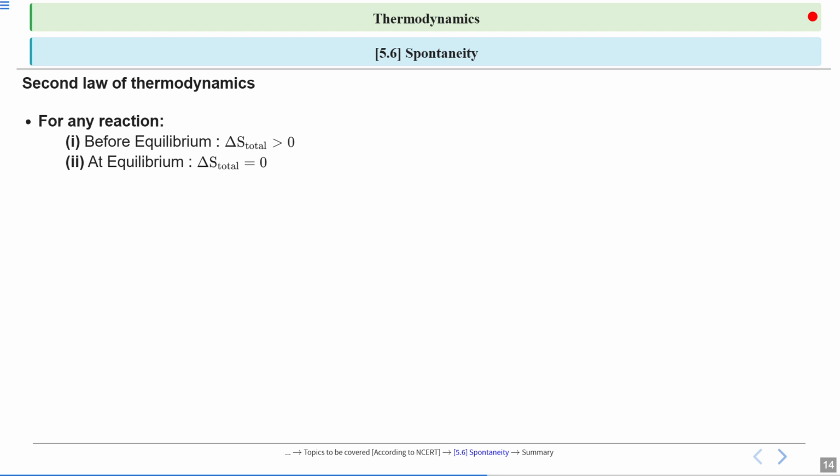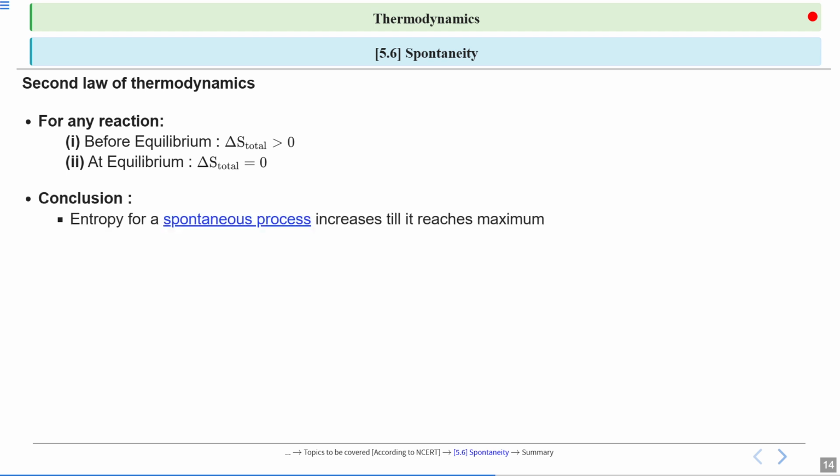And after equilibrium, what will happen? The system will not change any further. So entropy will not change, and hence the change in entropy will be 0. So not the value of entropy is 0, but the change in total entropy is 0. So what can we conclude from here? There are two situations, the equilibrium and the non-equilibrium part: for a spontaneous process, if the system is proceeding by itself, the entropy will first start to increase and it will reach a maximum point. And as soon as the system reaches the maximum point, which is the equilibrium, the change in entropy becomes 0.